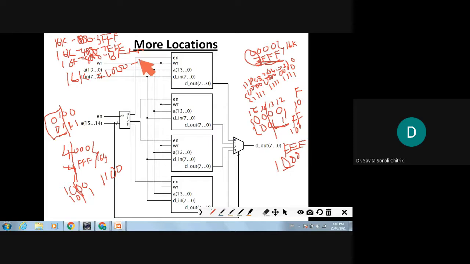Finally, what is the last one? 64 kilobytes. Last one is 4F ma'am. All FFF. Yes ma'am, all FFFs. So that means what, FF.